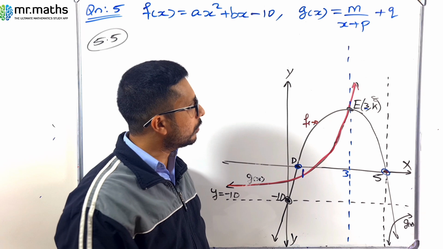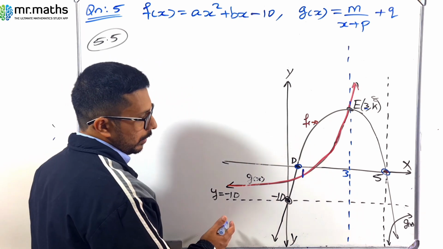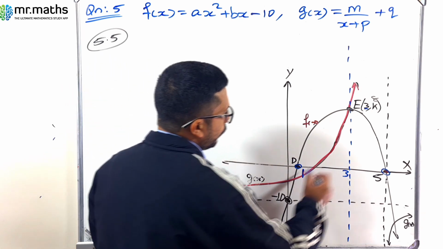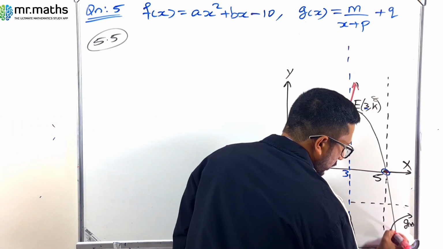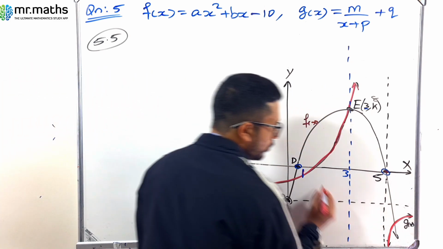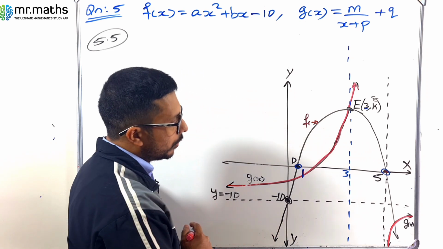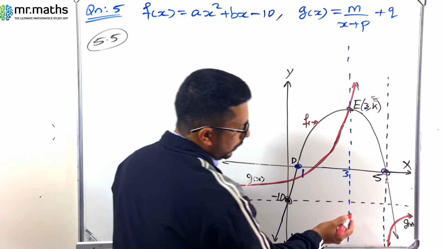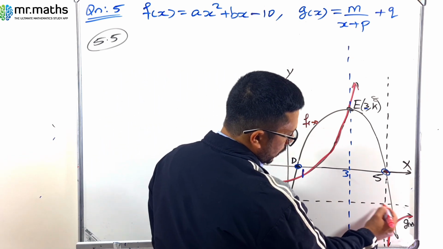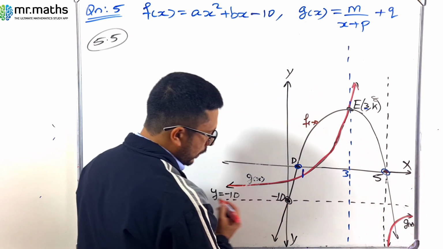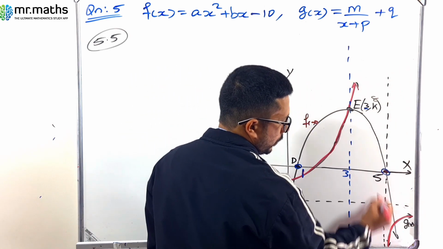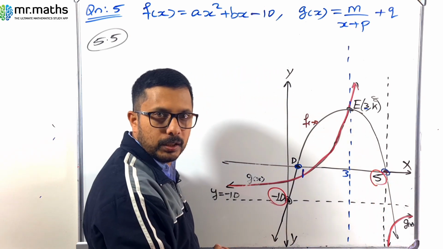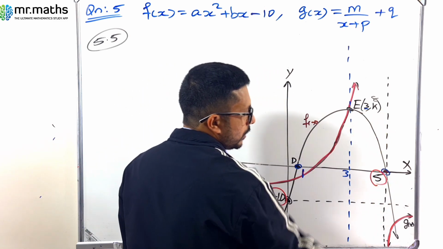Okay. So here look at our graph. This is g of x and the other part of g of x is here. Can you see that this is also g of x? This is also a part of this one. Okay. So in this g of x graph, which one is the asymptote? This is the asymptote. This is one asymptote, that is minus 10, and this is another asymptote, that is 5. Okay. So vertical asymptote is 5.